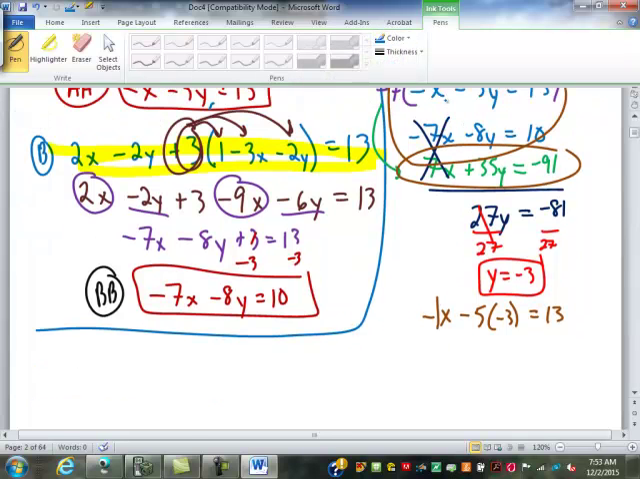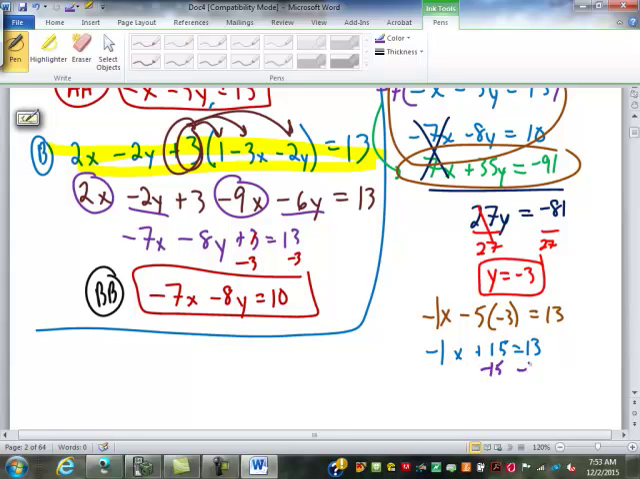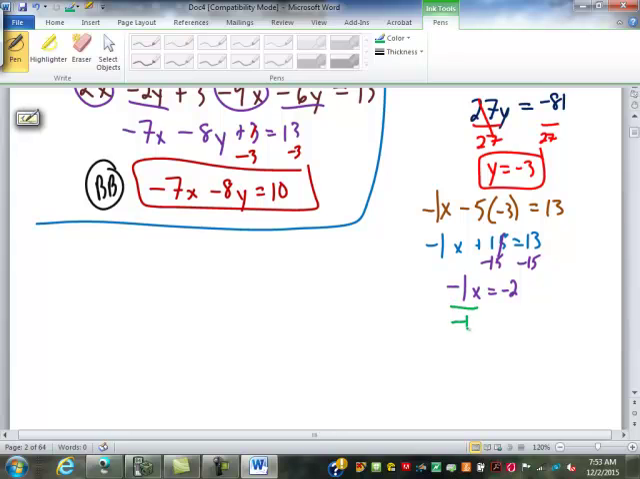So now, negative 1x, negative 5 times negative 3 is a positive 15 equals 13. Subtract 15, negative 1x equals negative 2, and divide by negative 1. X equals 2. So far I have y equals negative 3 and x equals 2. I need to now find z.